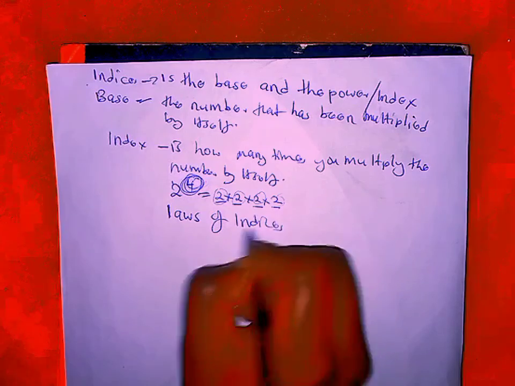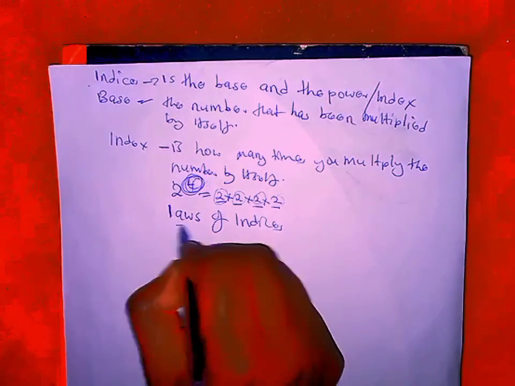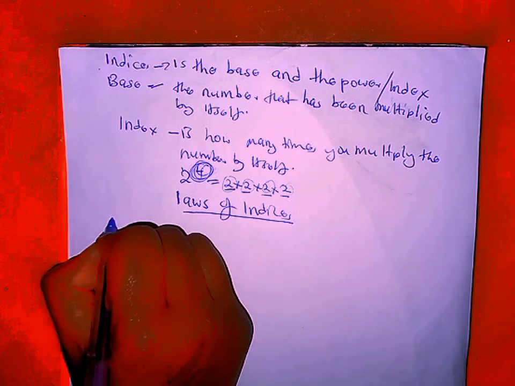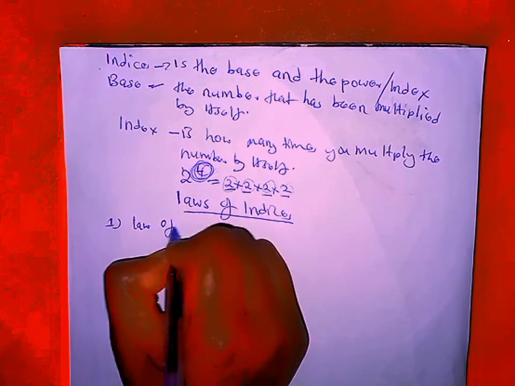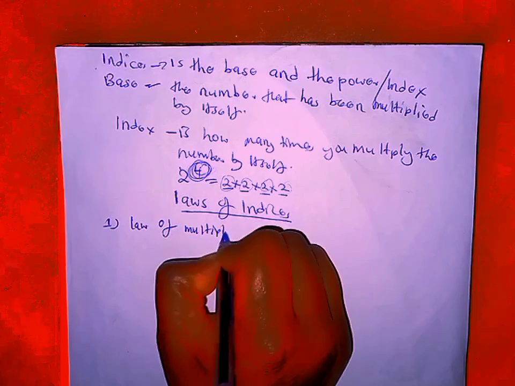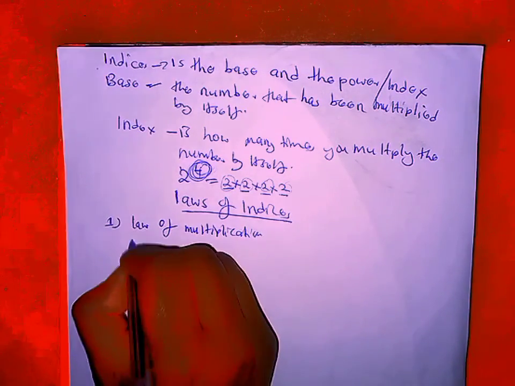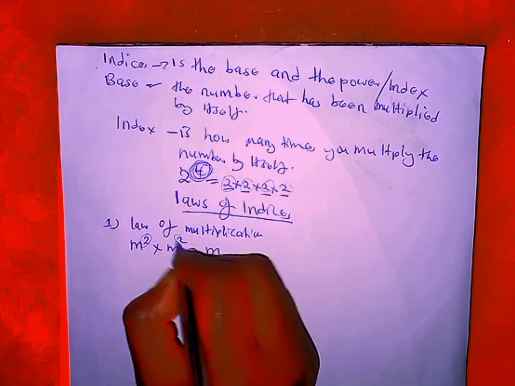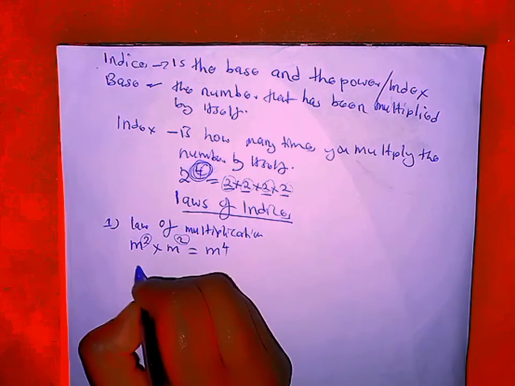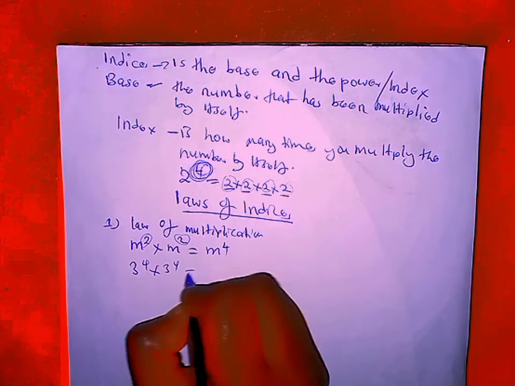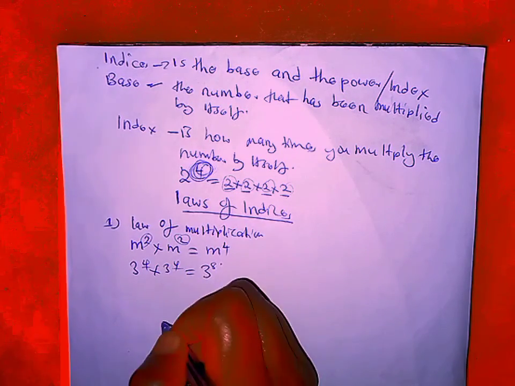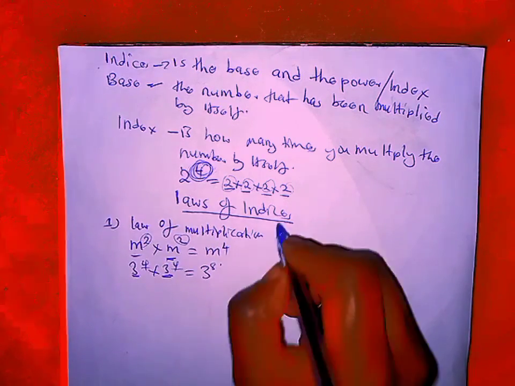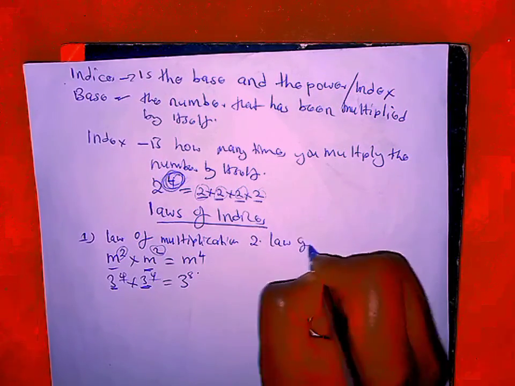Then we're going to laws of indices. Law of indices, we're going to start with number 1, the law of multiplication. For example, m raised to 2 times m raised to 2, that is 2 plus 2, we get m raised to 4. And 3 raised to 4 times 3 raised to 4, that is 4 plus 4, that is 3 raised to 8, because we have the same base, 3 and 3.